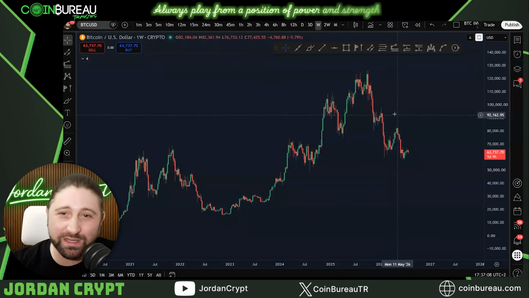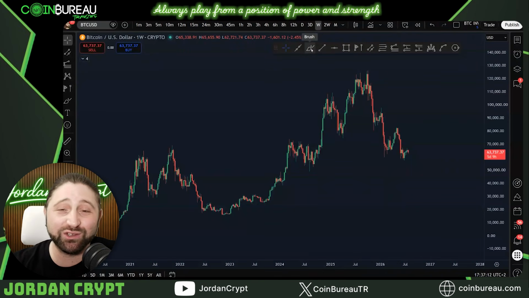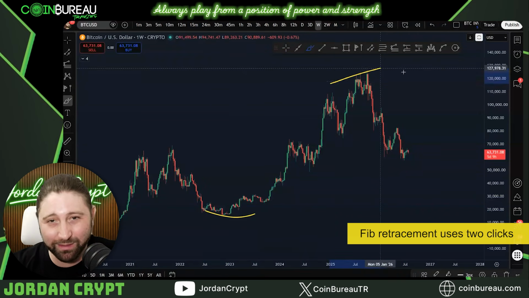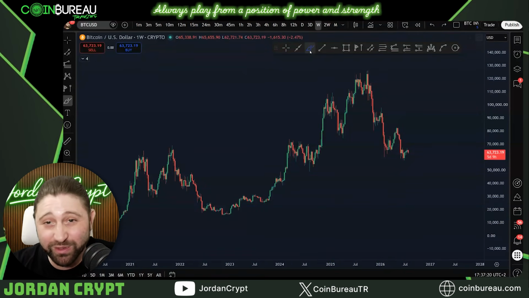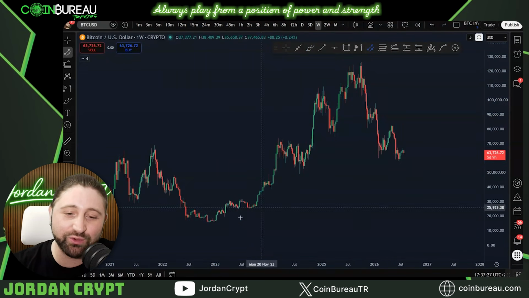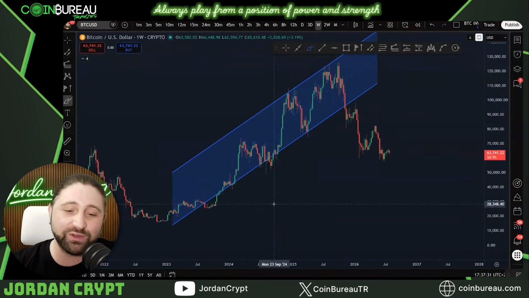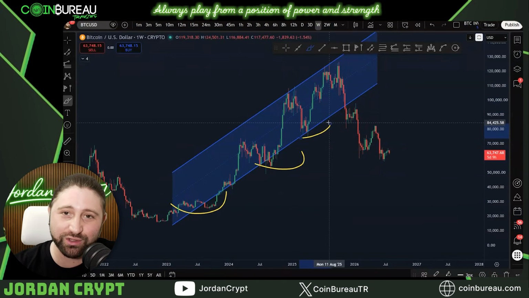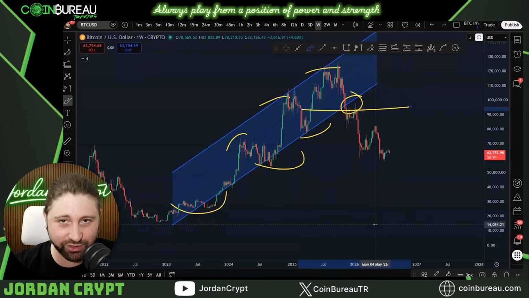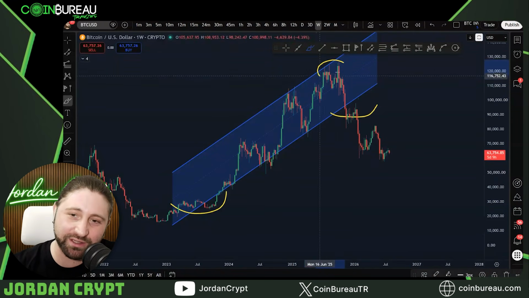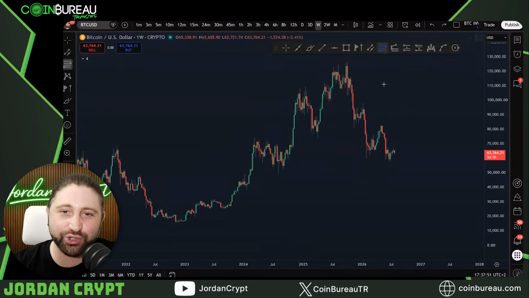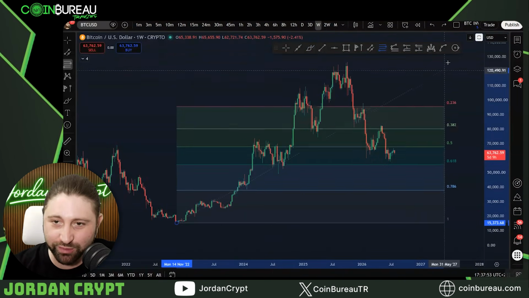The only important thing to understand here is that this tool uses two touch points, one being a bottom and one being a top. All you need to do is identify a completed trend. So this comes down to using market structure. When you see consistent higher lows and higher highs with price breaking that market structure, that is when you can understand a top and a bottom and a completed trend. And these are your two touch points for the Fibonacci retracement.